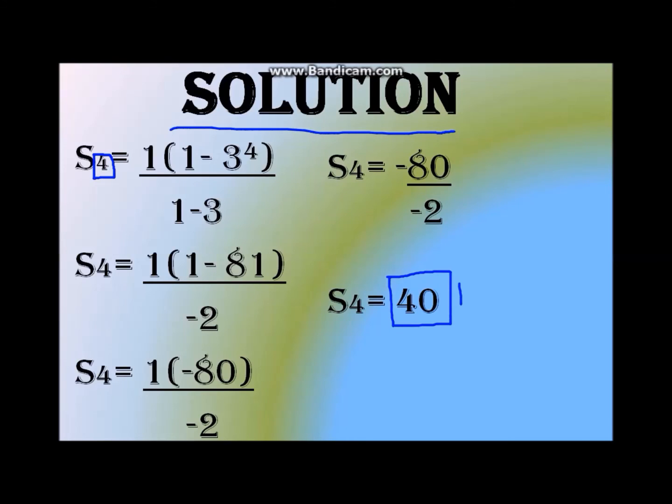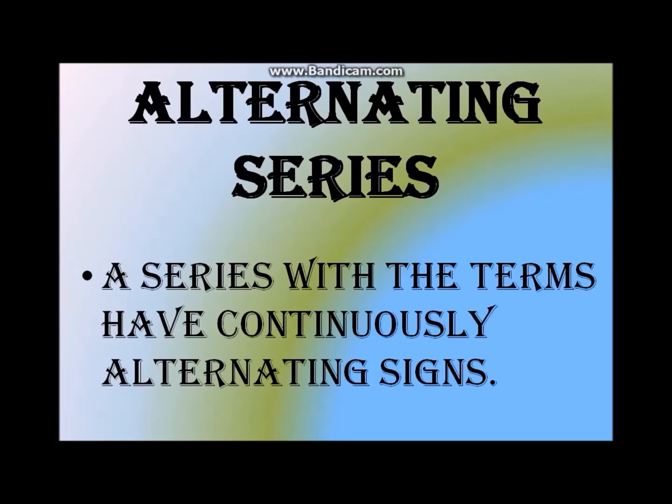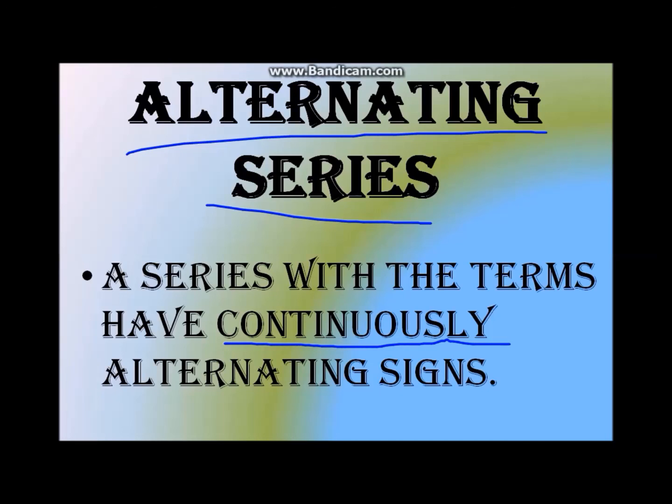So it's pretty easy, isn't it? You can find the sum of any sequence by just using the formula. Using the formula is pretty nifty rather than trying to solve each term by adding or combining them. So the last kind of series that we will discuss is the alternating series. So what is an alternating series? An alternating series is a series with terms that have continuously alternating signs.